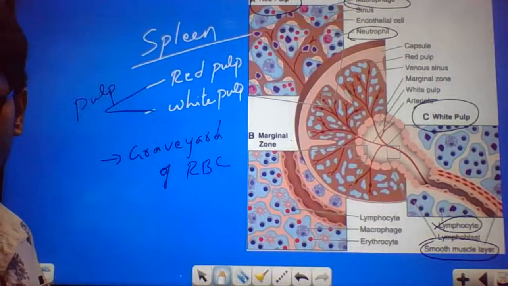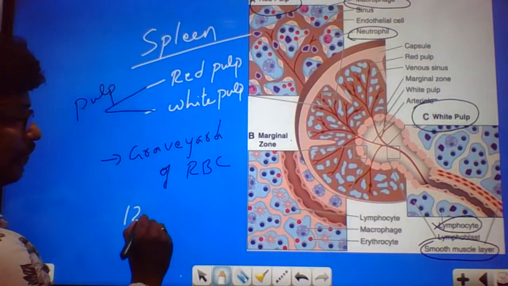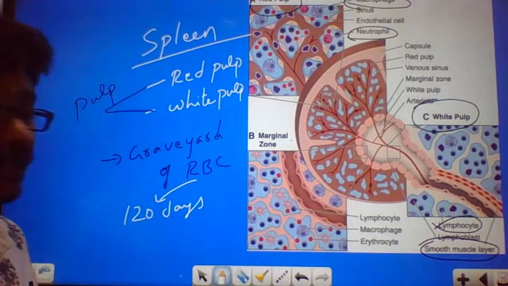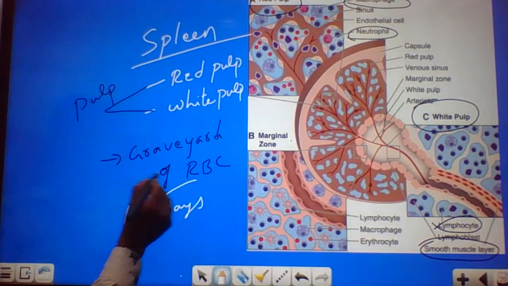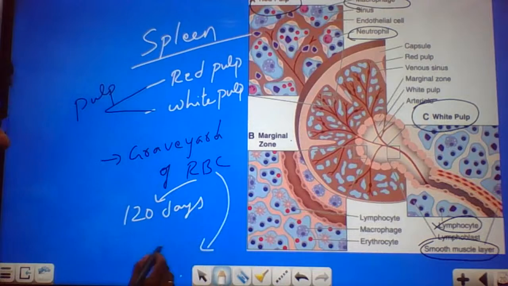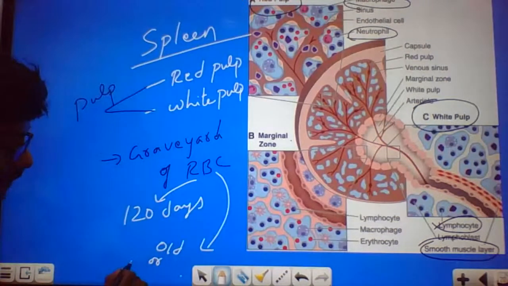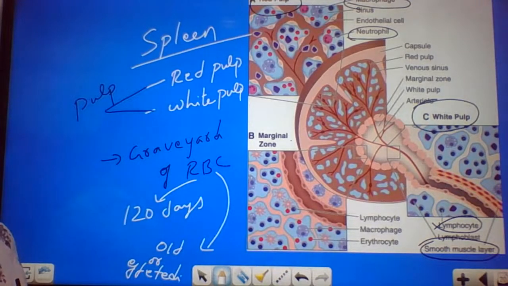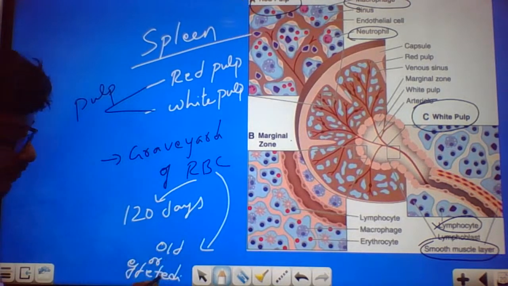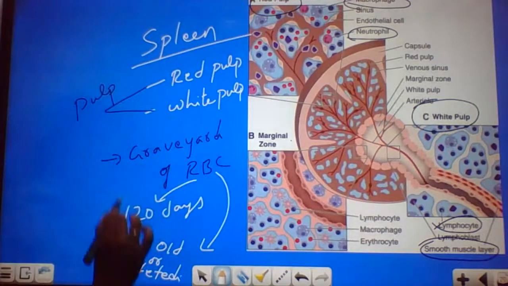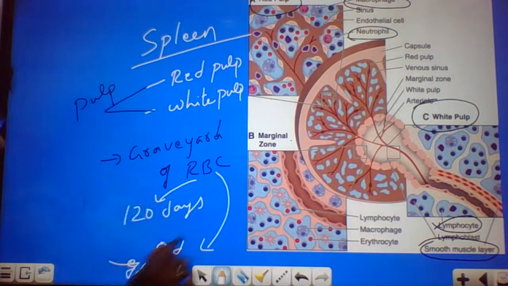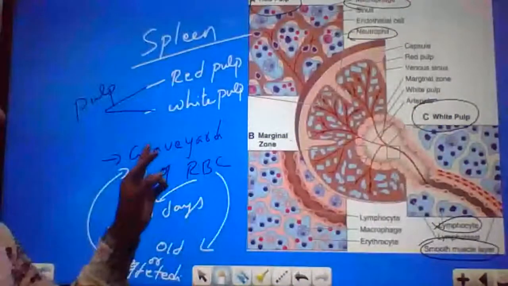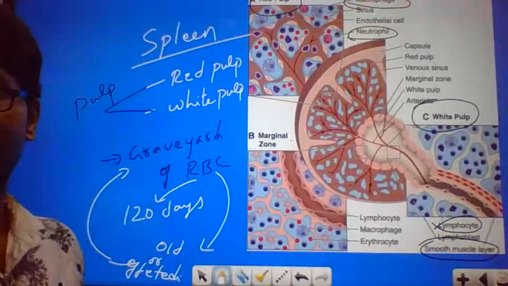Why do we call it the graveyard of RBC? Because the lifespan of RBC is 120 days. If asked about the lifespan of RBC, it is only 120 days. After these 120 days, the old or affected RBCs go to the spleen, where they are destroyed. That is the reason we call the spleen the graveyard of RBC.